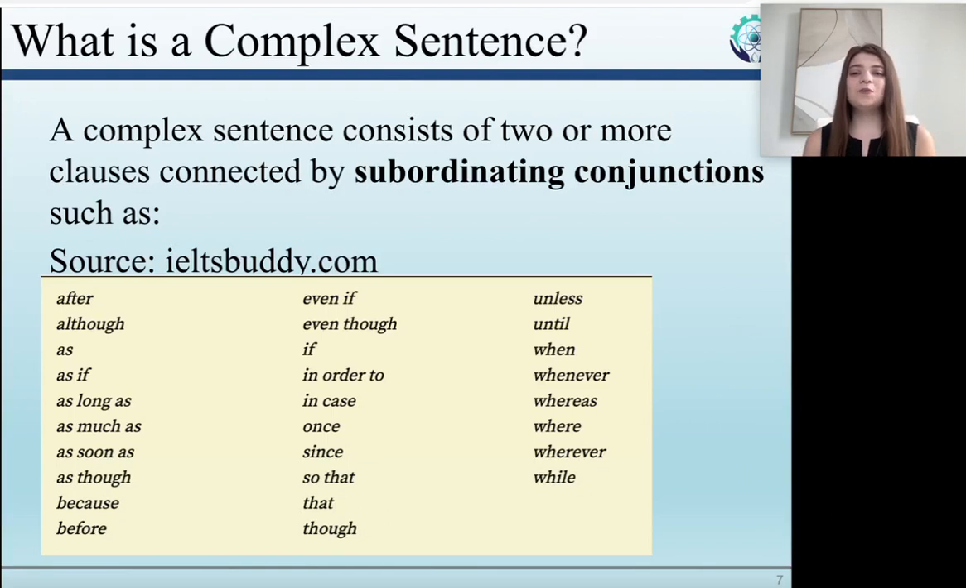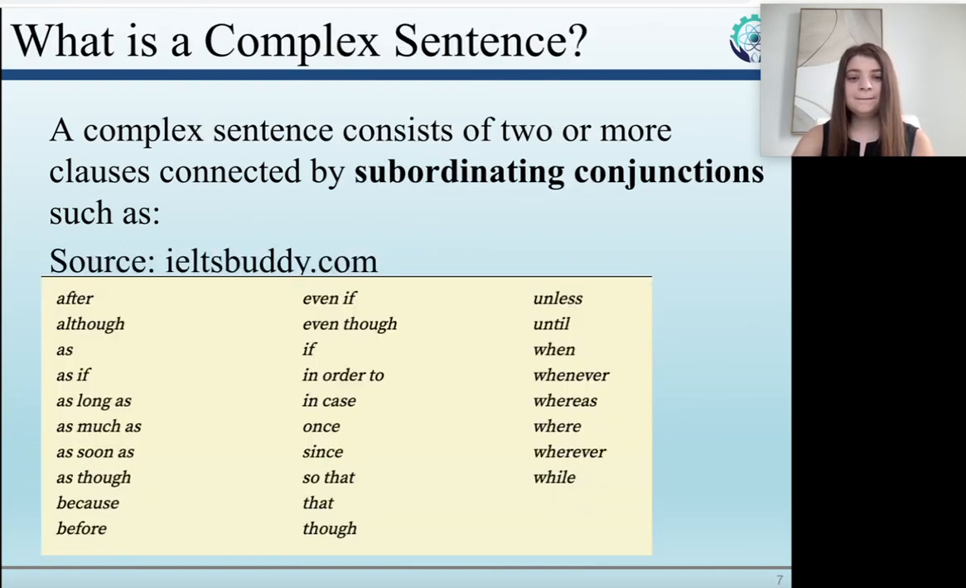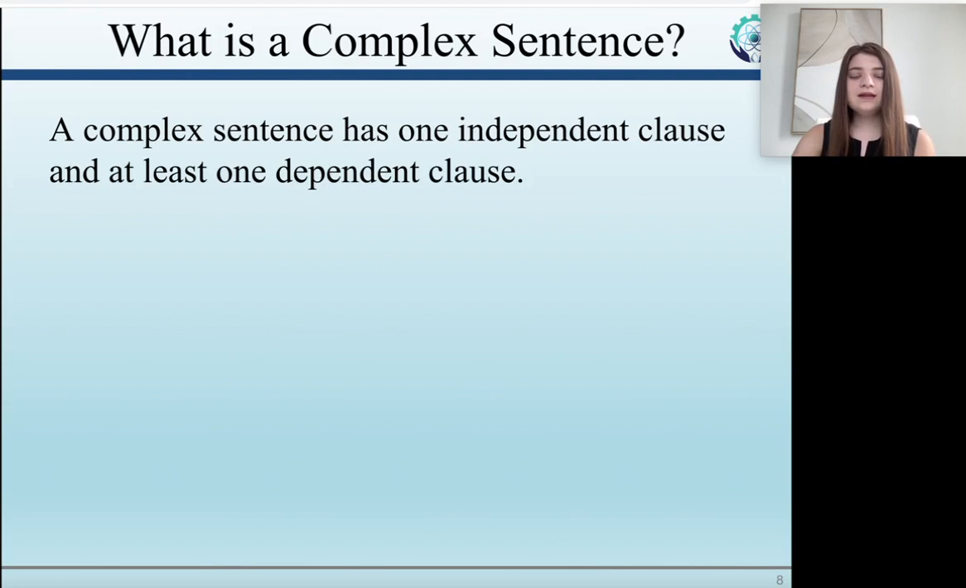Okay, so the next one is a complex sentence. A complex sentence consists of two or more clauses connected by subordinating conjunctions. So things like after, although, as if, as long as, as much as, and so on. There's a whole list of them you can read here. And these are subordinating conjunctions rather than coordinating conjunctions. Okay? So let's continue to talk about what a complex sentence is.